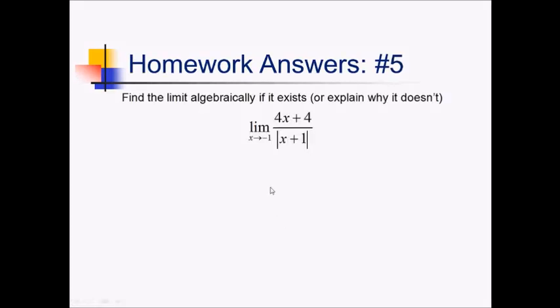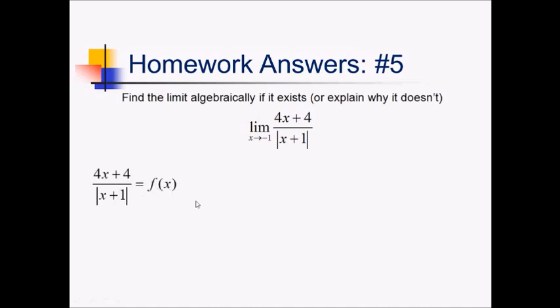On this problem, we're trying to find the limit as x approaches -1 for this absolute value function. So with absolute value, the way to deal with this is to split it into a piecewise function and then find the left and the right side limits at the border value. Now, in this case, let me just start by letting all of this stuff equal f of x just so I can refer back to it quickly.